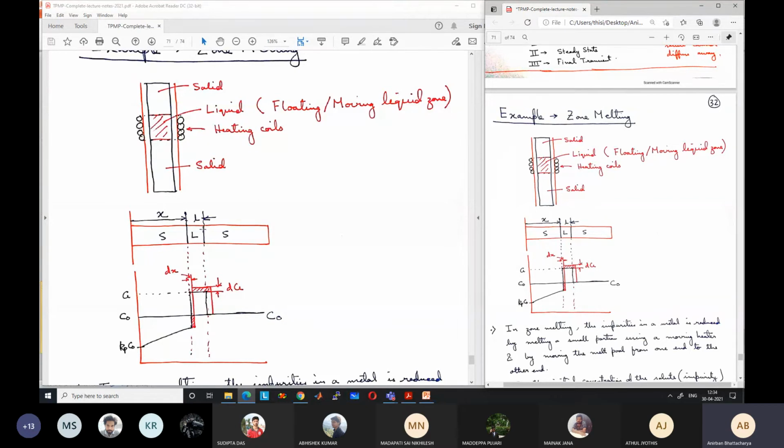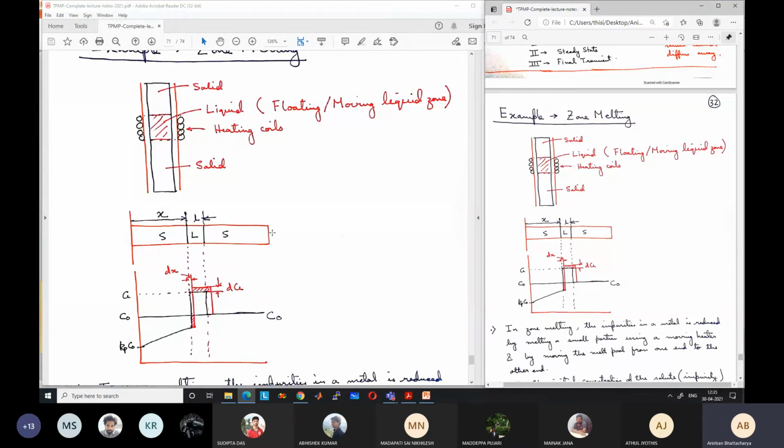On either side of the liquid zone we have solid. On one side we have pure solid, meaning relatively pure solid. On the other side we have solid of concentration C0. Initially we are assuming that the entire solid has concentration C0, meaning it has impurities or a second element with concentration C0, and we want to see how the concentration varies within the solidified structure.